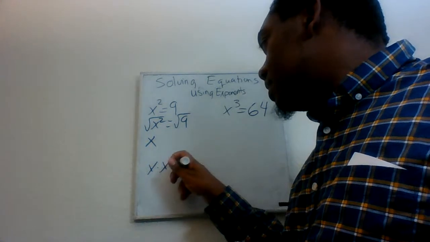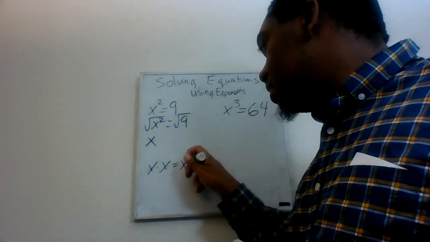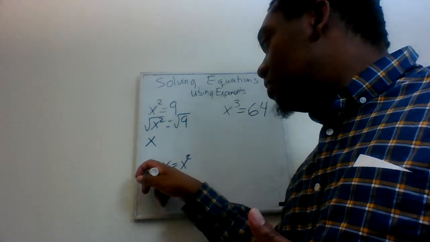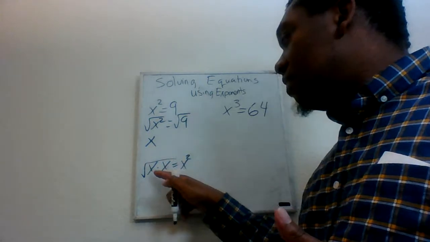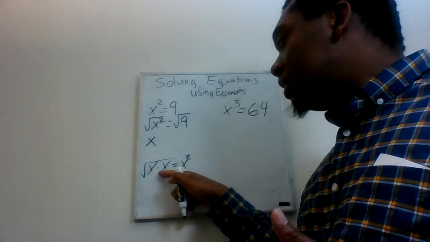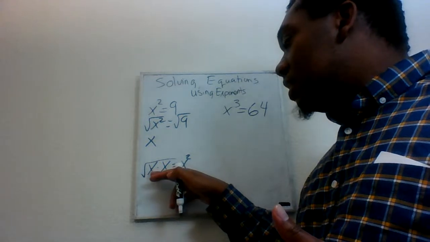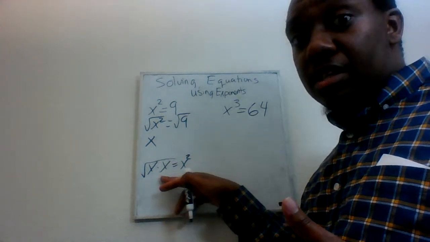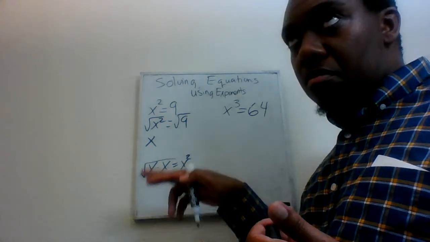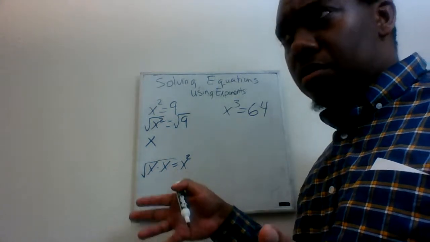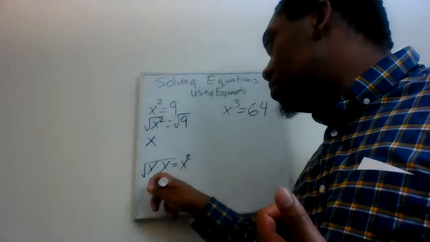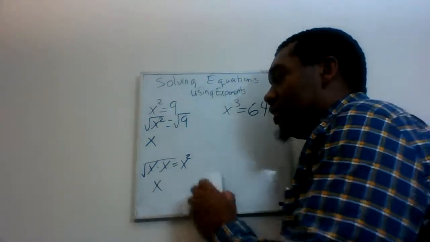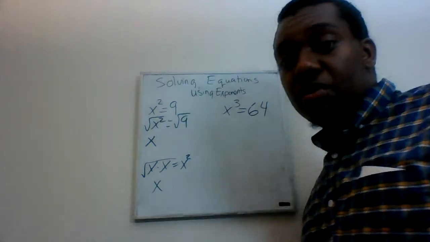x times x equals x squared. And if I take the square root, that means I'm trying to find what number do I multiply twice to get what's inside of here? Well, if I have x times x to get that, I would have to multiply x times itself. Oh, so in other words, they undo each other. So this is the first method we use in order to understand what's going on.